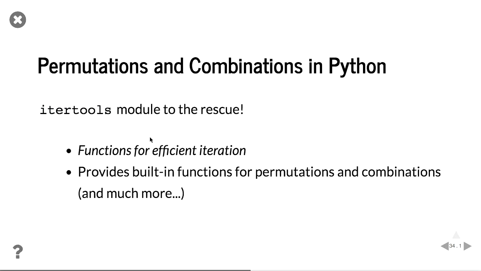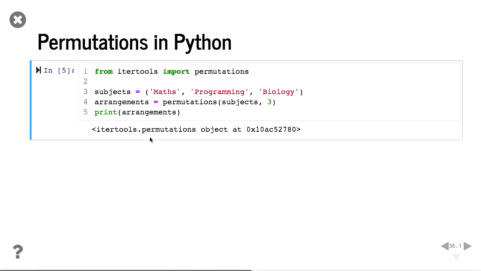So in Python, we're going to be using the itertools module. Now, itertools has a bunch of different tools for efficient iteration, but in particular for our case, it has built-in functions for calculating permutations and combinations. So if we're teaching this to a student, we might give them an example like this. All they need to do is import permutations. They create some collection of things they want to permute, in this case, subjects, maybe for a timetable, and they run this permutations function. And they go, great, that's worked, let's print out the result. And we get this itertools.permutations object.